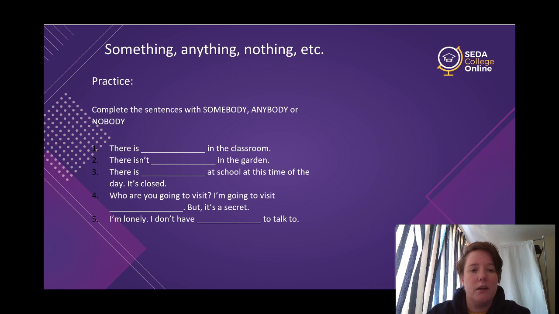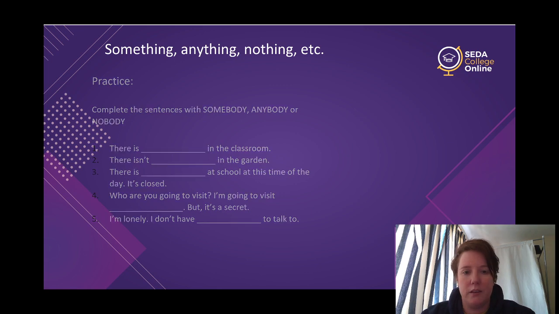Next one. Number 5. I'm lonely. I don't have to talk to. And this one is negative. Okay, I don't have. What do we use with negative sentences? Which one of those do we use with negative? I'll just give you another minute to think about it and see how you get on. Okay, so I'm going to move and check.